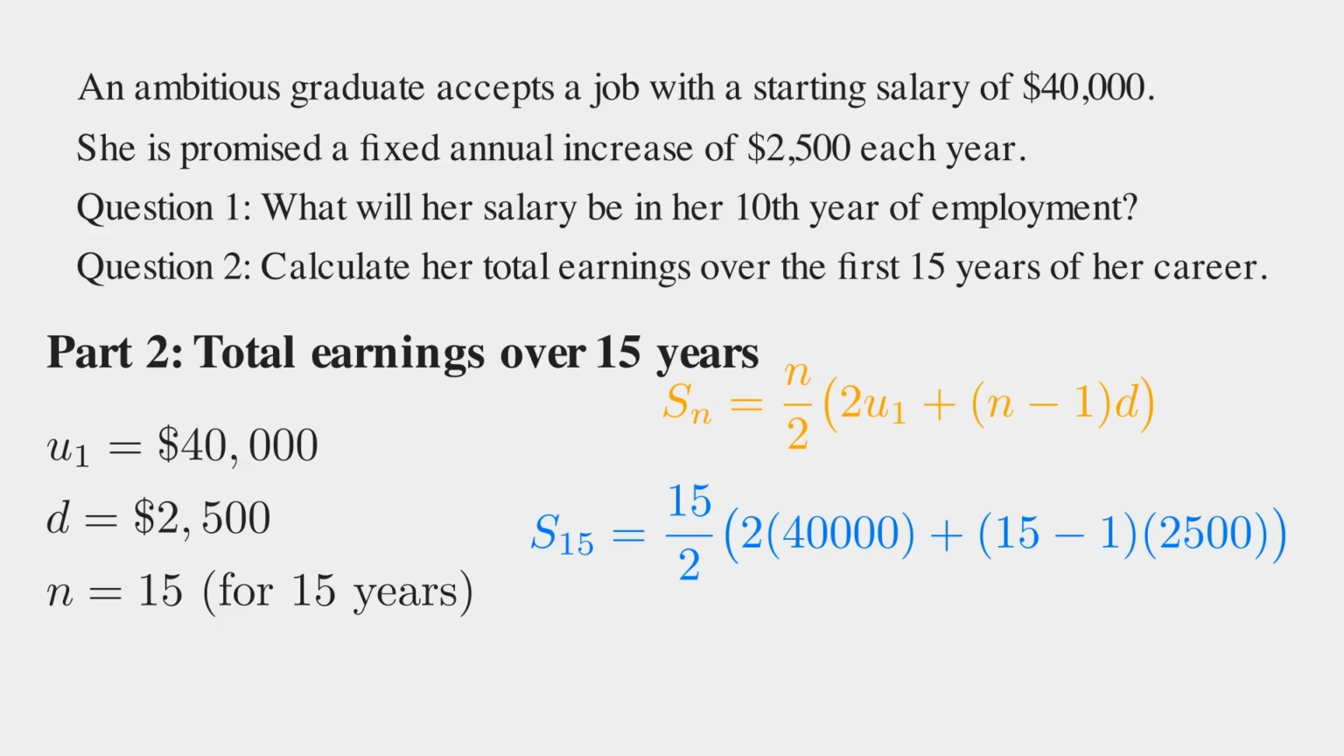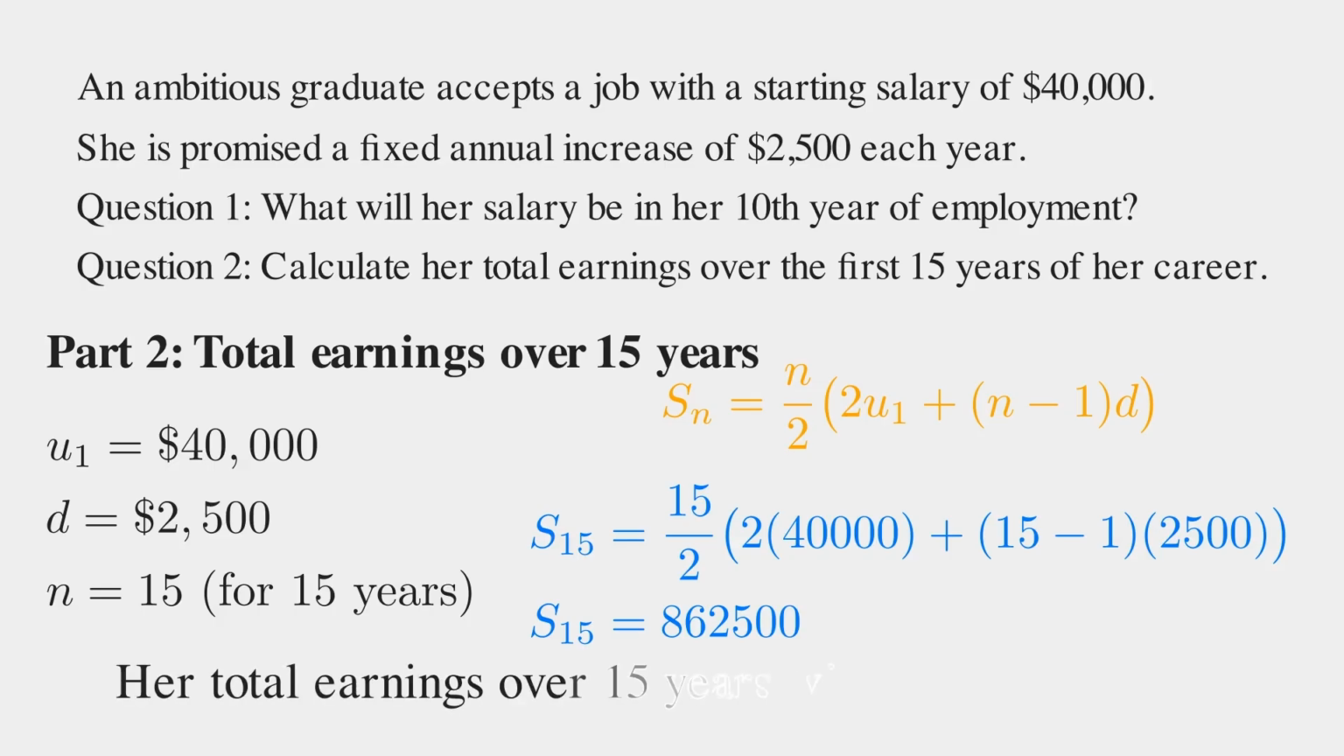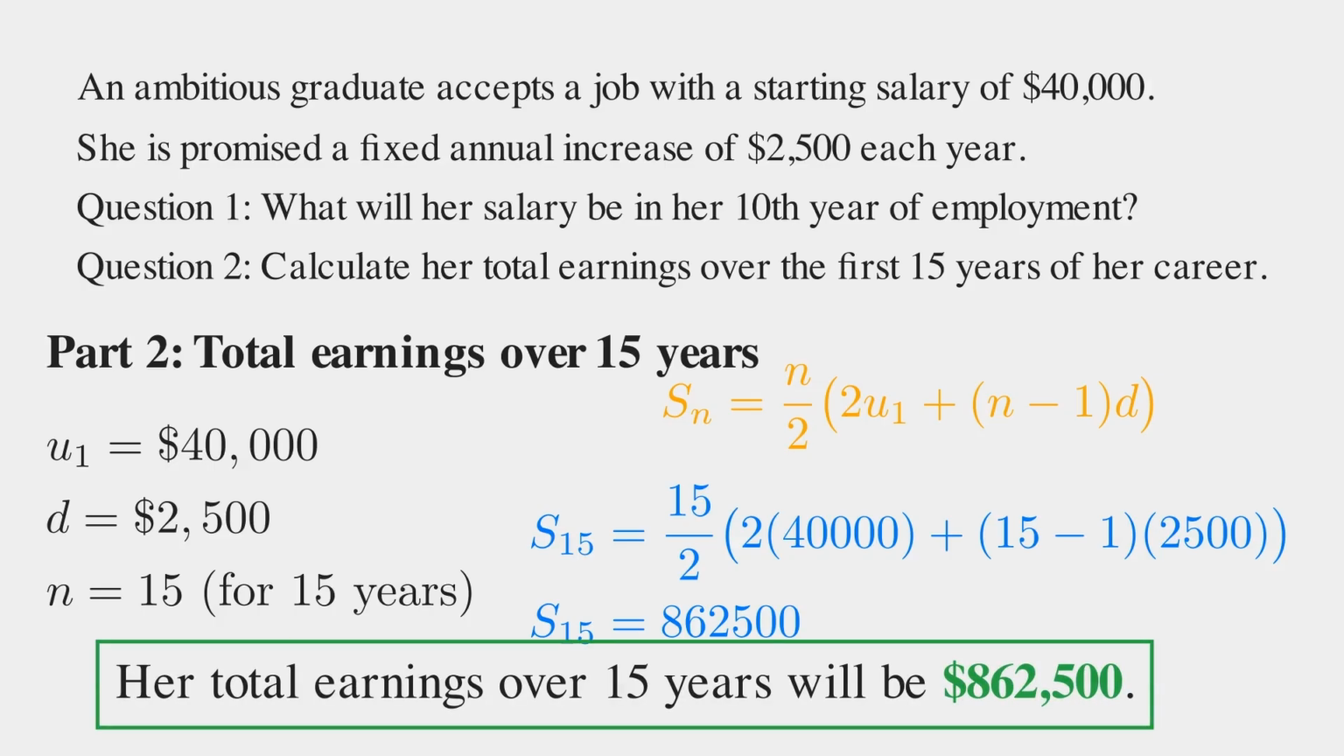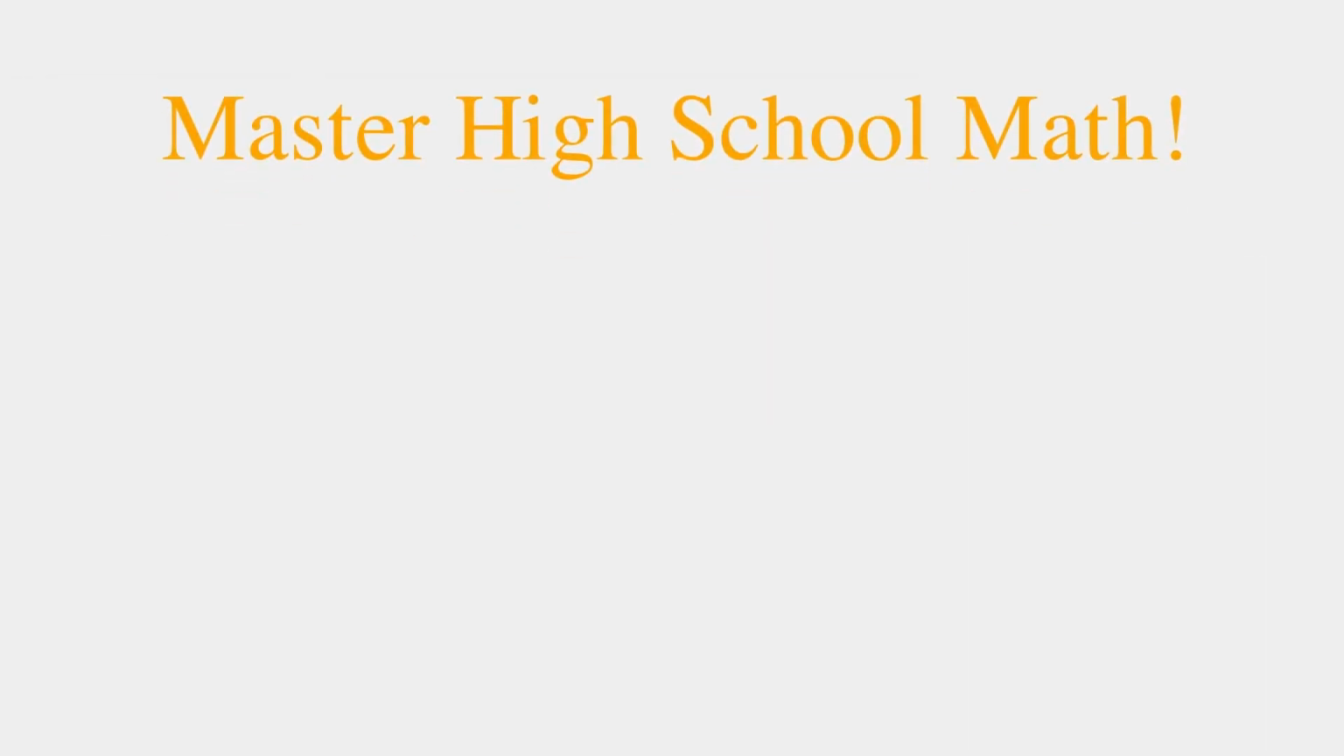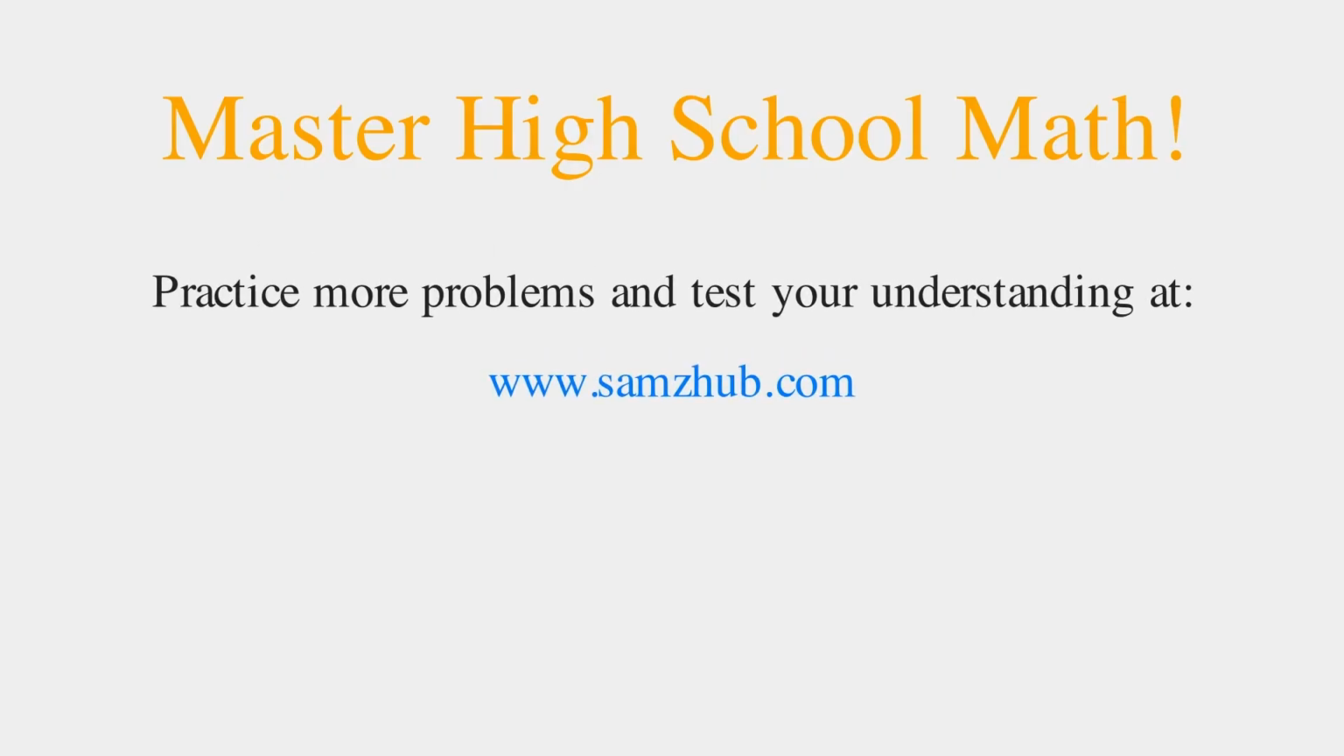Evaluating this expression either by hand or using GDC, depending on whether you are doing it as a paper 1 question or as a paper 2 question, S_15 is equal to 862,500. So her total earnings over the first 15 years of her career will be $862,500, which is impressive. And there you have it. From a simple starting salary to significant total earnings, arithmetic series provides the tool to solve such real-world financial projections.